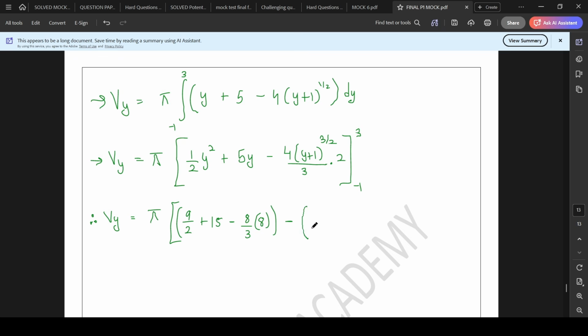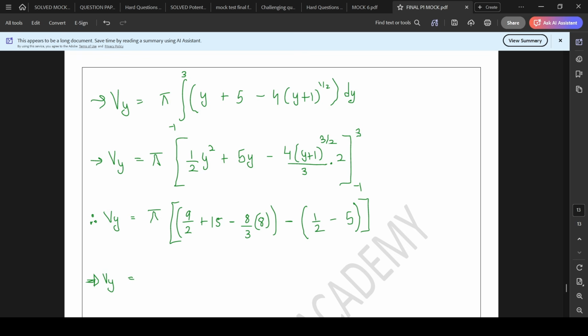Now I'll put minus 1 as my limit. So it will be half minus 5, and then minus 1 plus 1 is 0. 0 to the power of anything is 0. So of course this entire term has gone to 0. So only this much is left. Now I can calculate what is my Vy finally and then multiply pi with it.